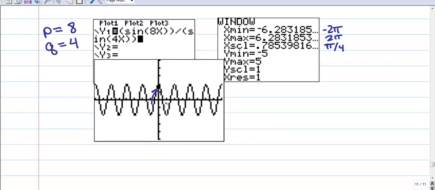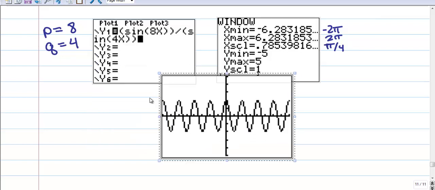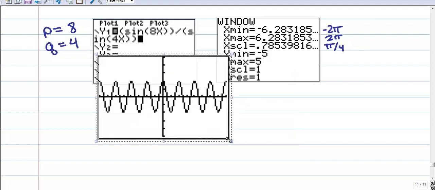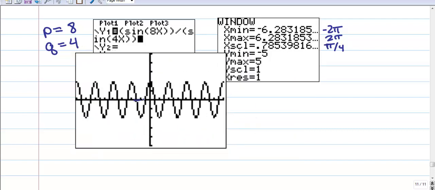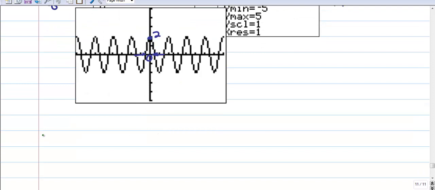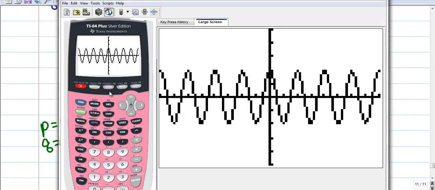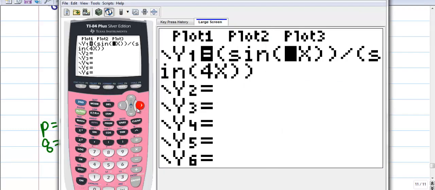As I approach 0 from both directions, the graph looks to be approaching 2. All right, so now let me try another one. Let me try p equals 9 and q equals 3. So if I come in here, all I have to do is change this to 9 and change this to 3.